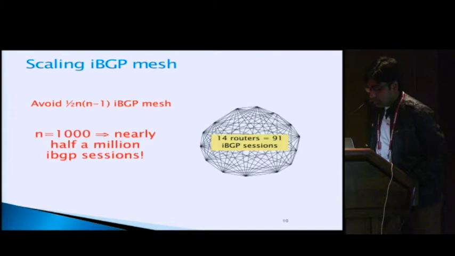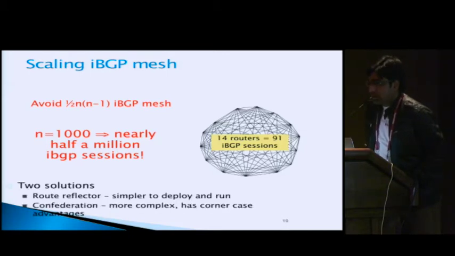So this is just an example of how I can calculate the number of iBGP sessions required if I need to do everything in full mesh. Just imagine I have 1,000 routers. The formula is n into n minus 1 by 2. That many peering sessions I need to bring up to make sure all my BGP routers inside my core are connected. So that's huge.